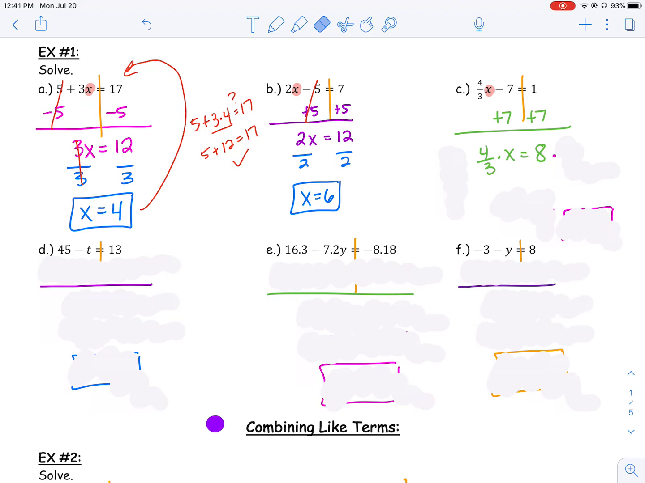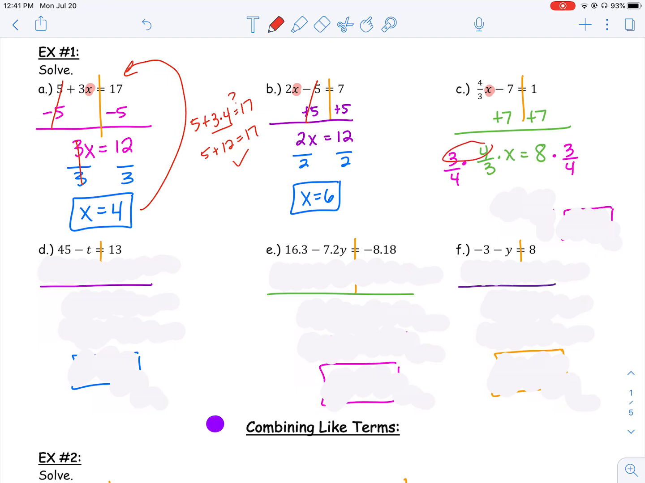And so if I want to get x by itself, I still need to get rid of the 4/3. The 4/3 is being multiplied by the x, so to get rid of the 4/3, I want to divide by 4/3. Or wait a second, instead of dividing fractions, can I multiply by the reciprocal? So instead of dividing by 4/3, could I really multiply by 3/4? And as long as I make sure to do it to both sides, my equation is still balanced.